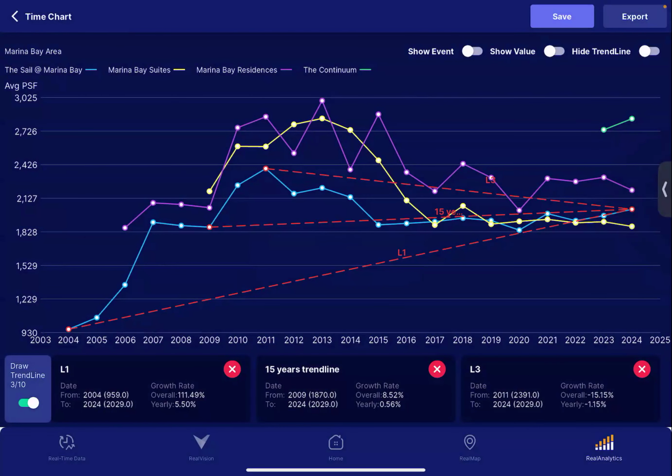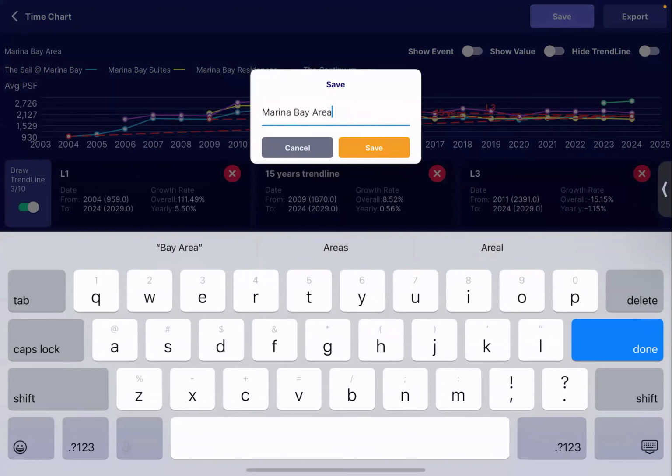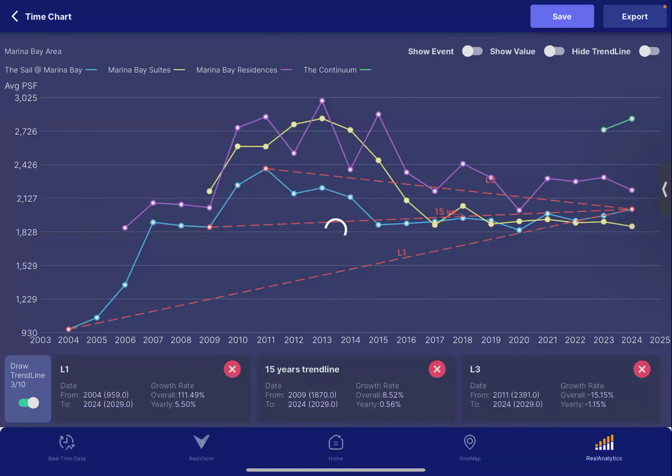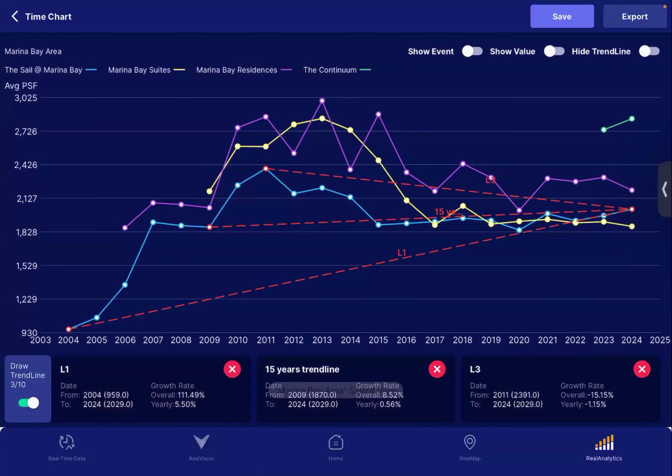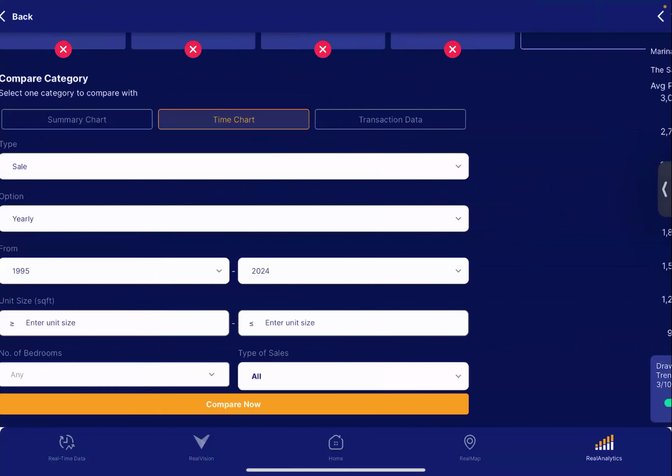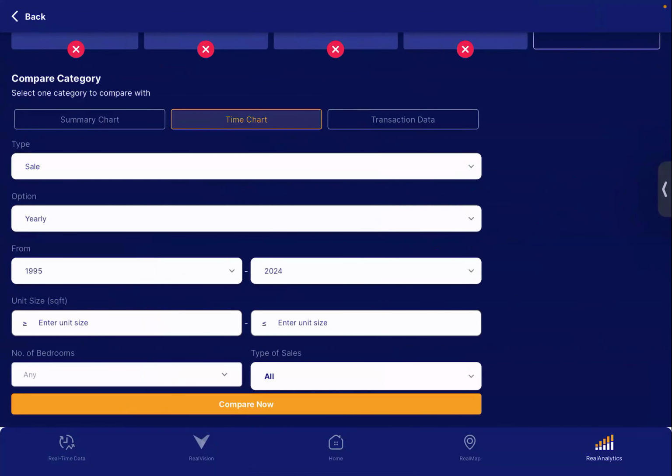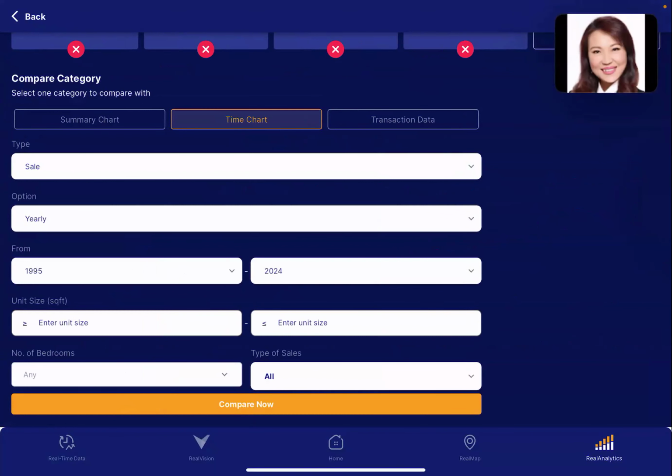Okay, you can save, you can export. I can save this also. Marina Bay Area, save. So I've already saved this trend line. Okay, it's inside my system, so I can just pull it out anytime I want. That means I prepare beforehand, then I show my client. I don't need to draw all these lines again. I just pull it out, and then I can start drawing the lines for him on the spot.